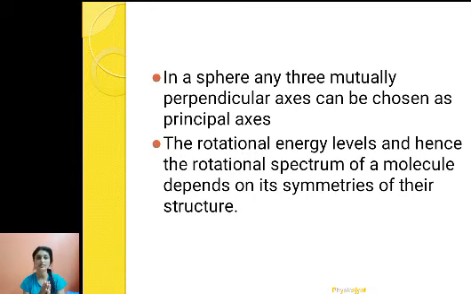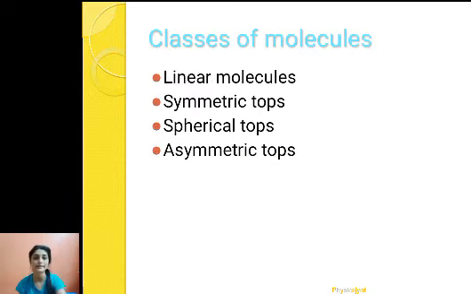The rotational energy levels, and hence the rotational spectrum of a molecule, depend on its symmetries. Now we will study how these molecules are classified. We have basically four types of molecules: first is the linear molecule, then the symmetric top molecule, the spherical top molecule, and the asymmetric top molecule. Let us study these molecules one by one.